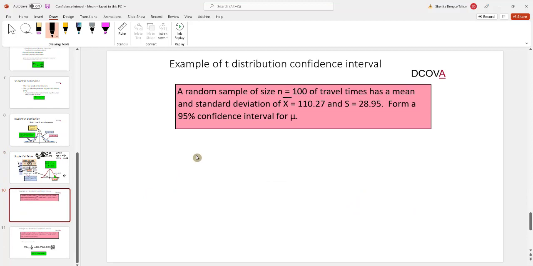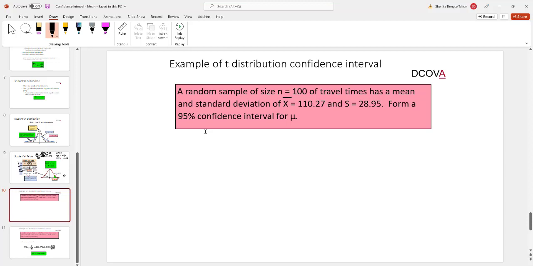It says a random sample of size 100 of travel times has a mean of x bar equal to 110.27 and a sample standard deviation of 28.95. We want to construct a 95% confidence interval for mu. I'm going to show you how to do this by hand, and also how to do it by StatCrunch as well as Excel.